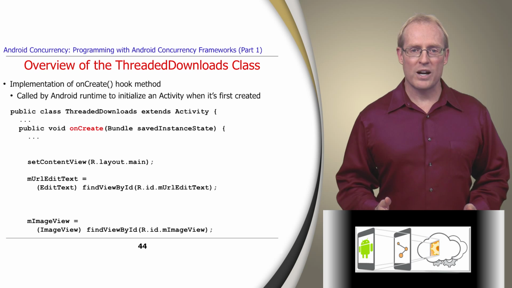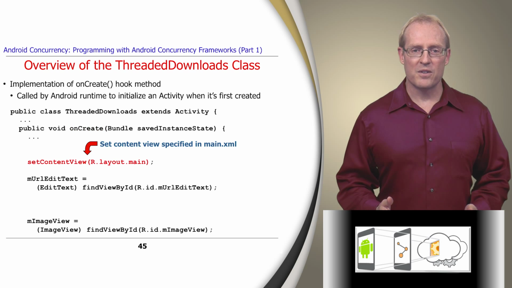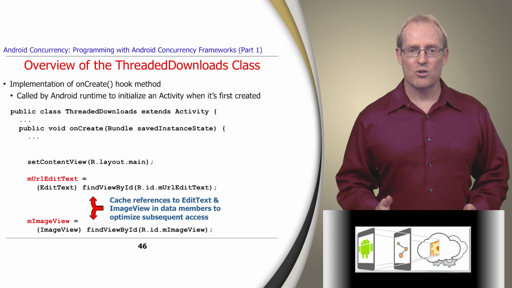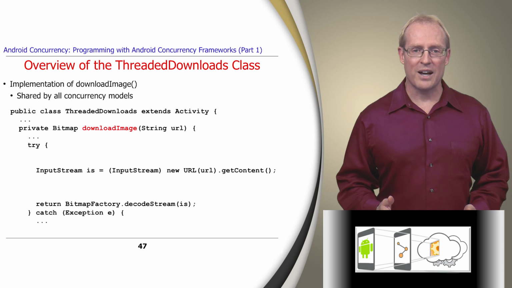Threaded downloads onCreate hook method sets the content view specified in the main.xml file, and then caches references to the edit text and image view objects in data members to optimize subsequent access. All the concurrency models share the download image method, which runs in background threads and can thus block without incurring an application not responding dialog from the user interface thread.